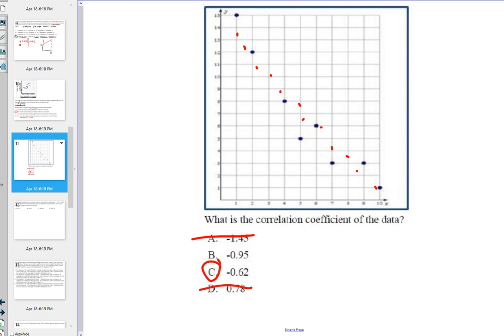It's not perfectly straight. Remember when you came showing me the moderate? It isn't weak. It kind of looks like a line, but that looks to be moderate at best. 0.95 has to be super straight.